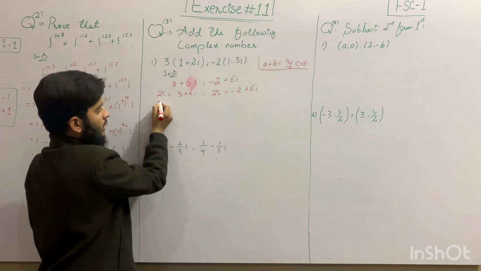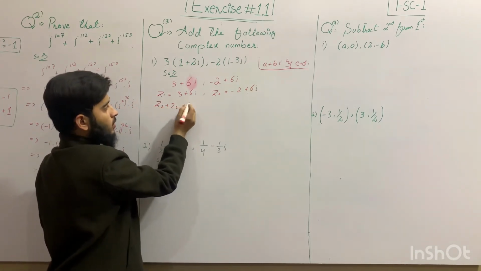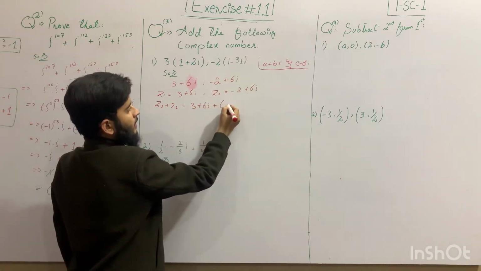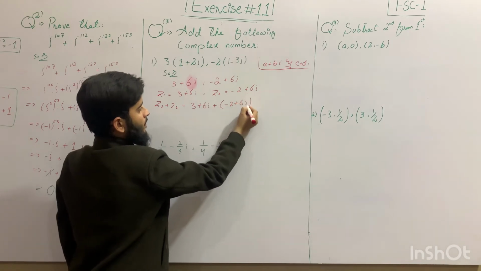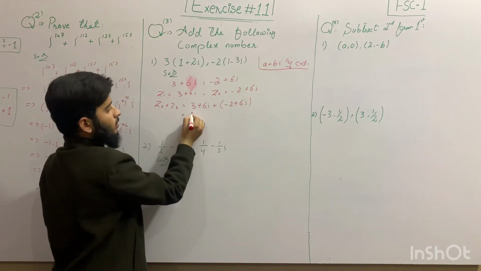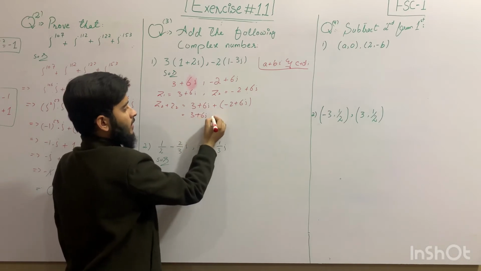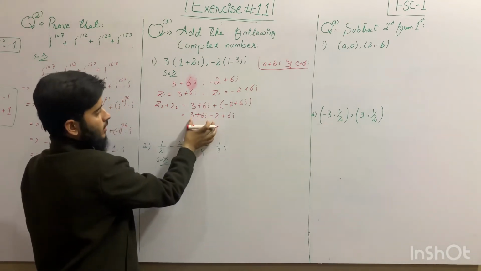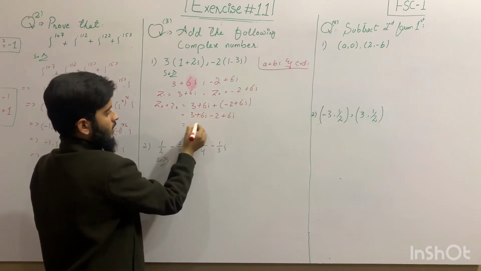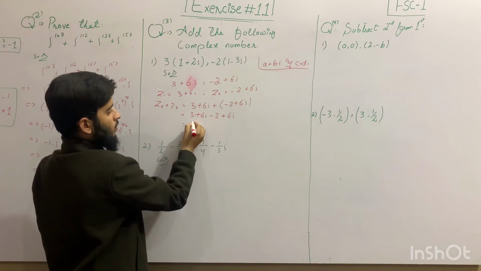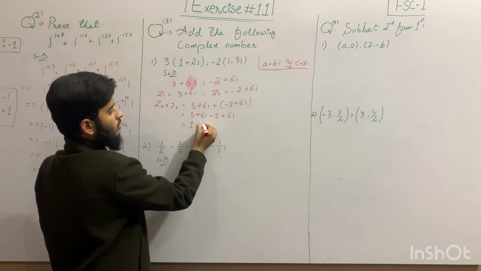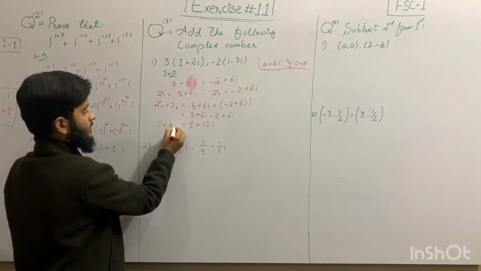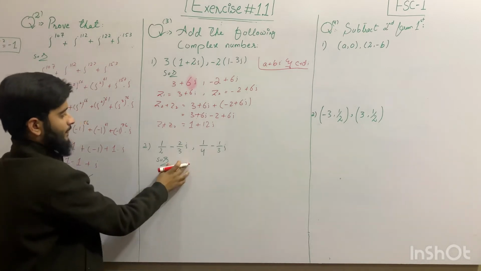Now we are adding these two terms, so z1 plus z2, which is equal to 3 plus 6 iota plus minus 2 plus 6 iota. So this is equal to 3 plus 6 iota minus 2 plus 6 iota. So we will add these two terms, and again iota with iota. It will give me 3 minus 2 equal to 1, while 6 plus 6 equal to 12 iota, which is the answer, right? So this one is the answer, z1 plus z2. Now this term, question number 2.